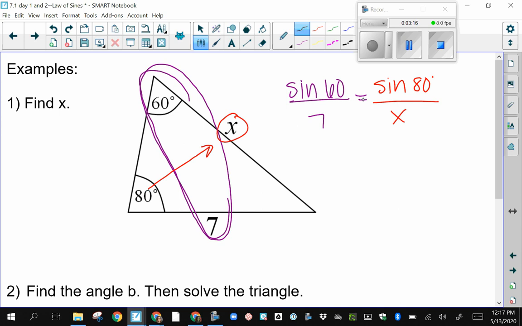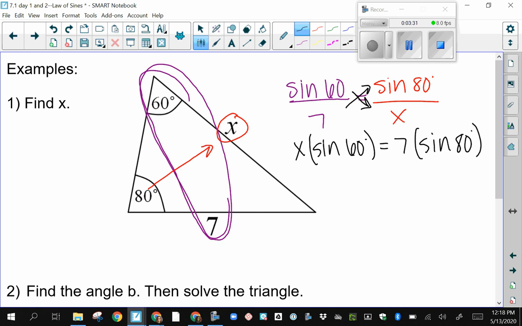To solve a proportion, you're going to cross multiply, and some of you probably do this in your head. I'm going to write it out. x times sine of 60 degrees, I'm going to wait to type all this stuff in until the very end, equals 7 times sine 80 degrees. This is attached by multiplication, so if I want to isolate my x, I'm going to divide by sine of 60 on both sides, which will cancel it out on the left.